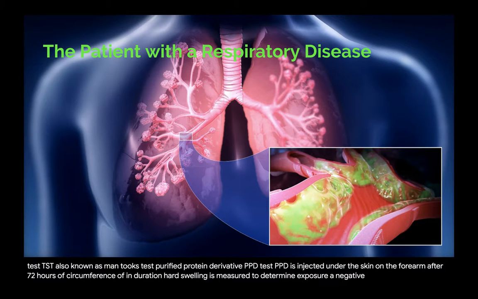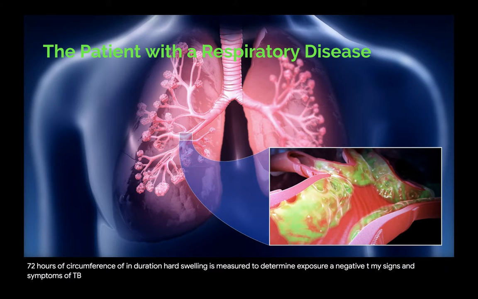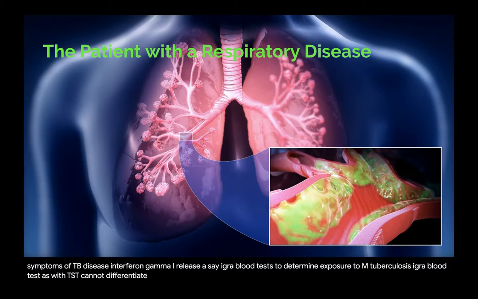A negative TST does not exclude TB disease in a person with signs and symptoms of TB disease. Interferon gamma release assay, IGRA, blood test to determine exposure to M. tuberculosis. IGRA blood test, as with TST, cannot differentiate LTBI from active TB disease. Laboratory sputum smear and culture is required. Active TB disease.